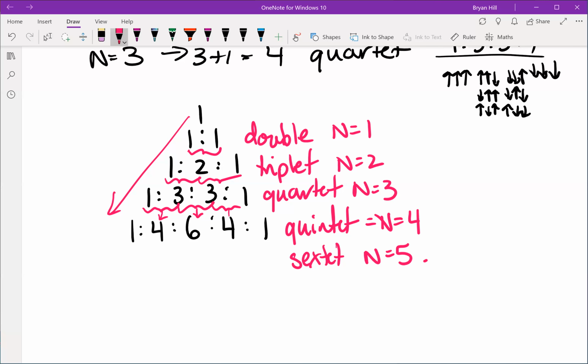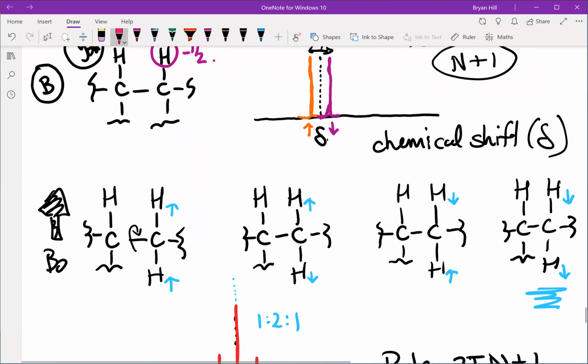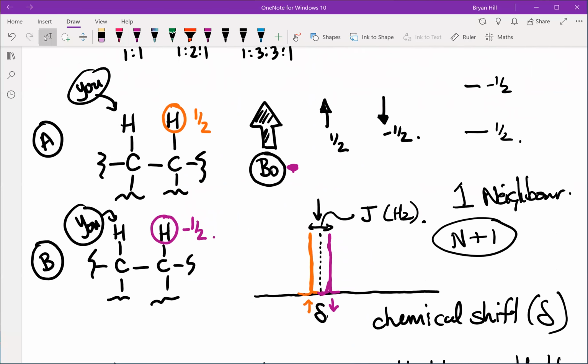So the origins of this basically arise out of the fact that protons nearby can either be aligned with the field or opposed to the field, and you as a proton can sense it. In certain scenarios you'll be shielded, in other scenarios you'll be de-shielded, and that causes you to resonate at a slightly different chemical shift. And so the value between these two peaks is the coupling constant.